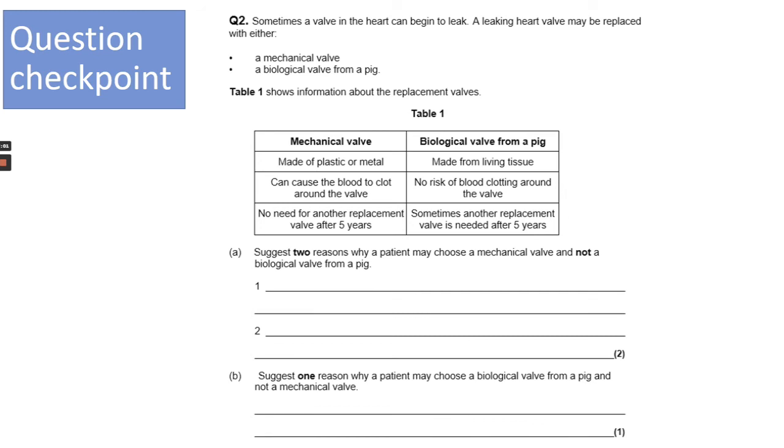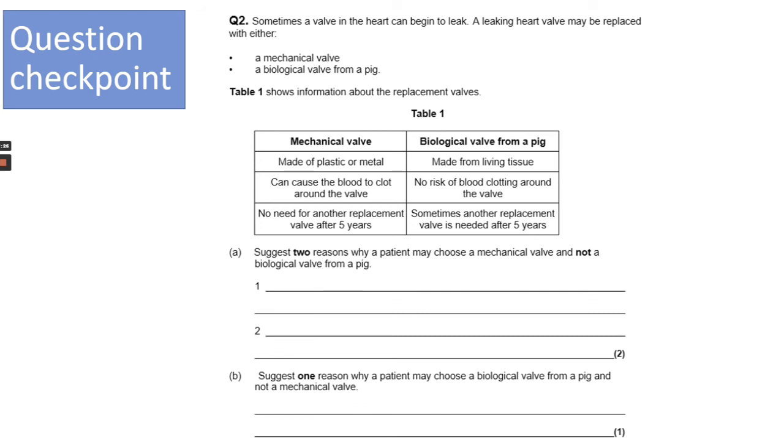So this talks about valves. This is about leaking heart valves, and they're replaced by a mechanical valve and a biological valve. And they give you lots of information about each. And then it says in the question, suggest 2, and 2 is in bold. So you've got to give 2 reasons why a patient may choose a mechanical valve and not, that's in bold again, not a biological valve.